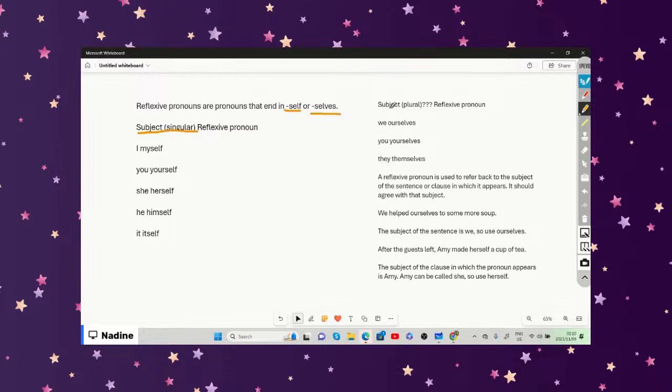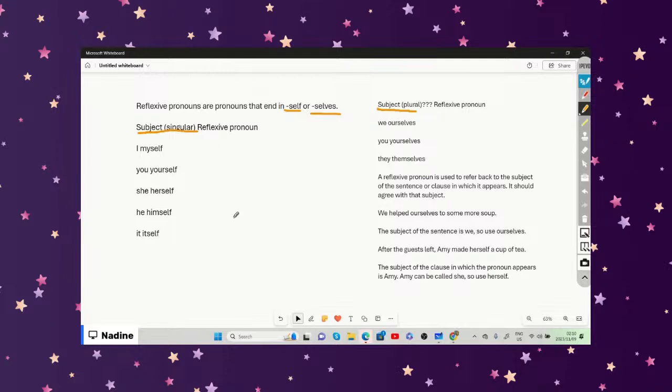So once again, we have a plural subject, referring to more than one person, with a reflexive pronoun. And we said we also have a singular subject with a reflexive pronoun. So we have we, ourselves, you, yourselves, they, themselves, right?